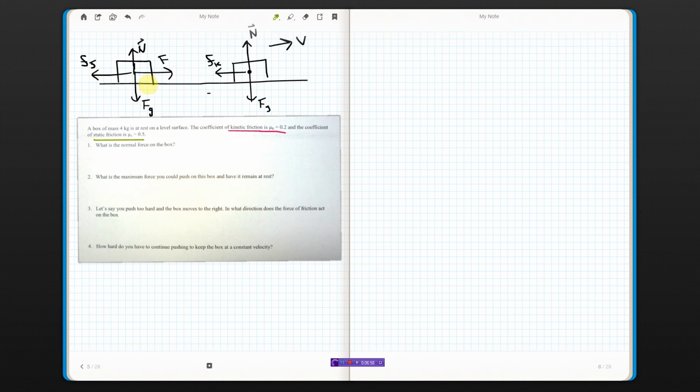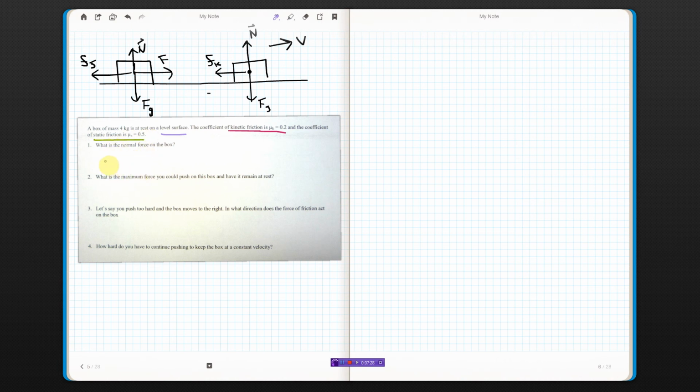Now, static friction, actually we're going to get to that. Let's just do the problems. Okay, what is the normal force? Here's where that level thing was really important. It's on a level surface. As long as it's on a level surface, the normal force and gravity are going to cancel each other out. So they'll just be the same number. That's as long as we're not trying to pull up or push down on it. It's just sitting there, at rest. Okay?